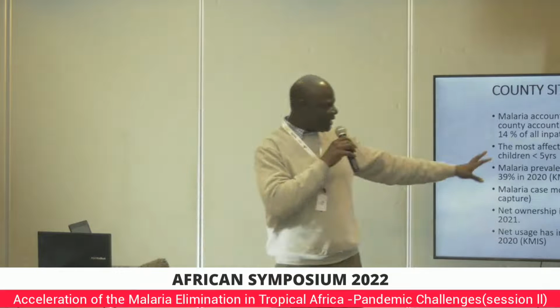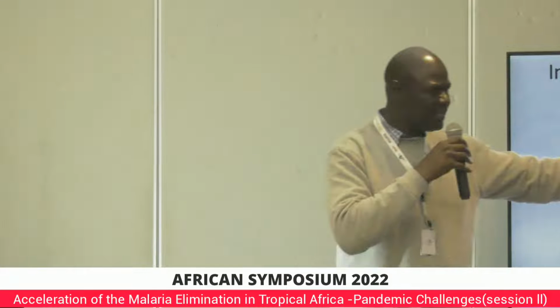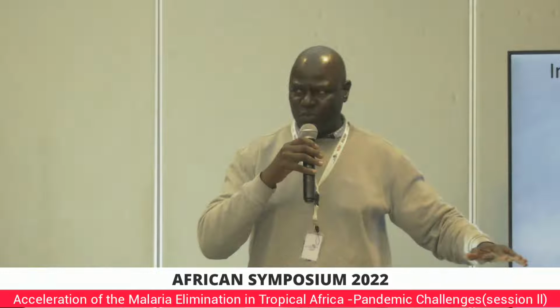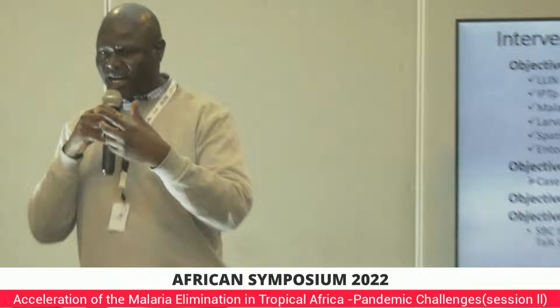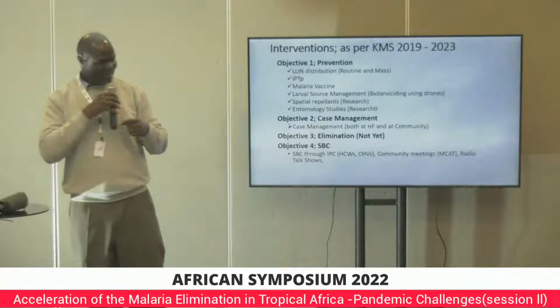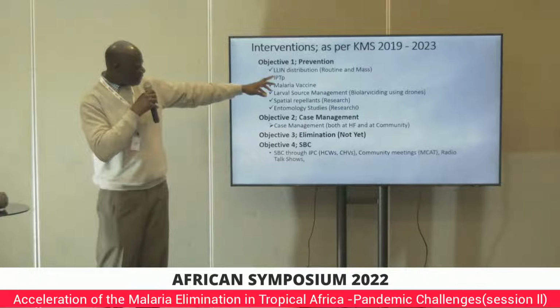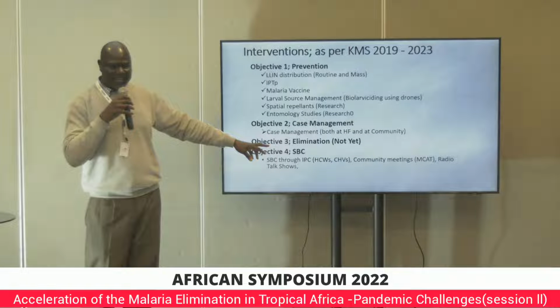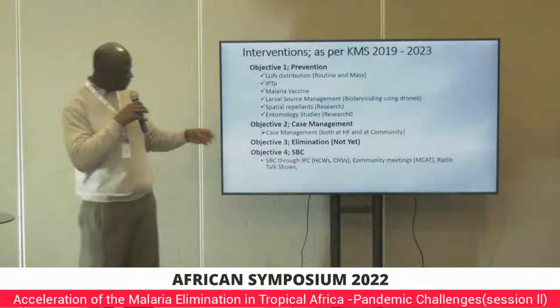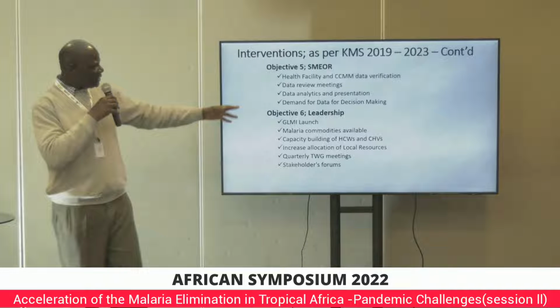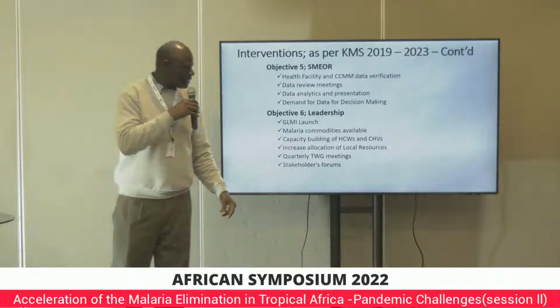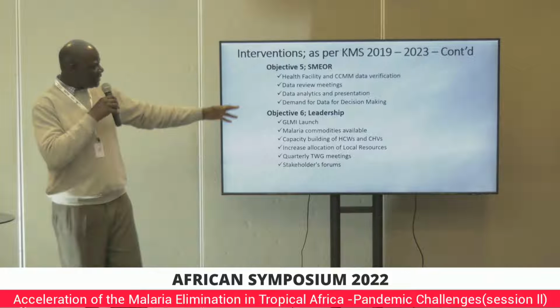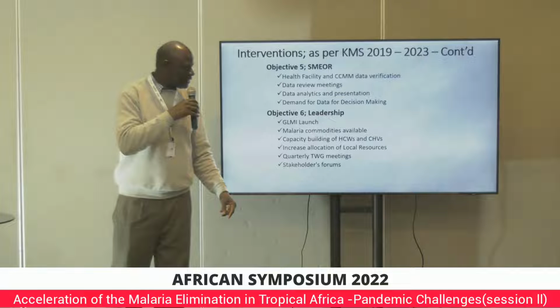Malaria is still our highest percentage in 2019-2023. In all the interventions, we are almost doing everything right. But we are asking, how come our burden is still very, very high? You can see we do all this. We do case management. We do a lot of SBC, social behavior change, and a lot of monitoring: surveillance, monitoring and evaluation, and operational research. We also have leadership and commodities, but the burden is still high.